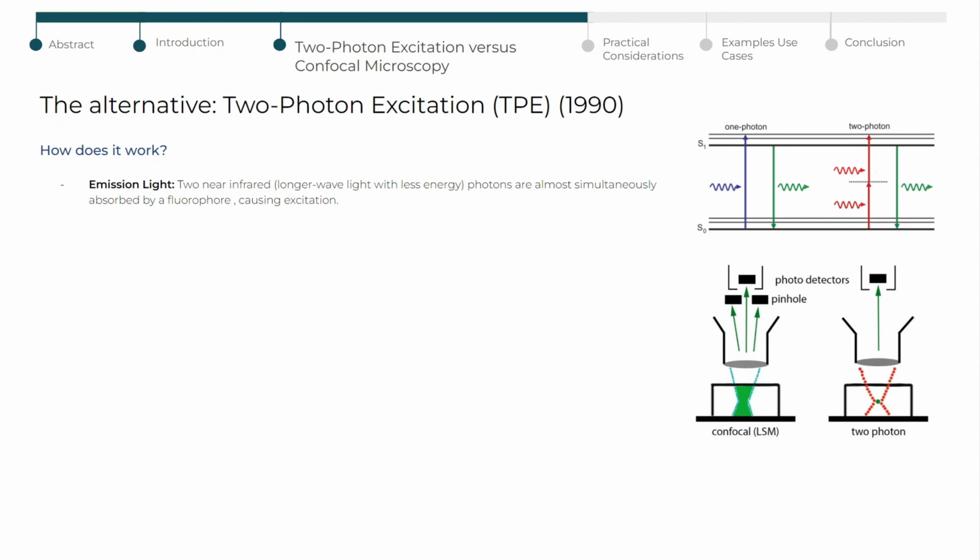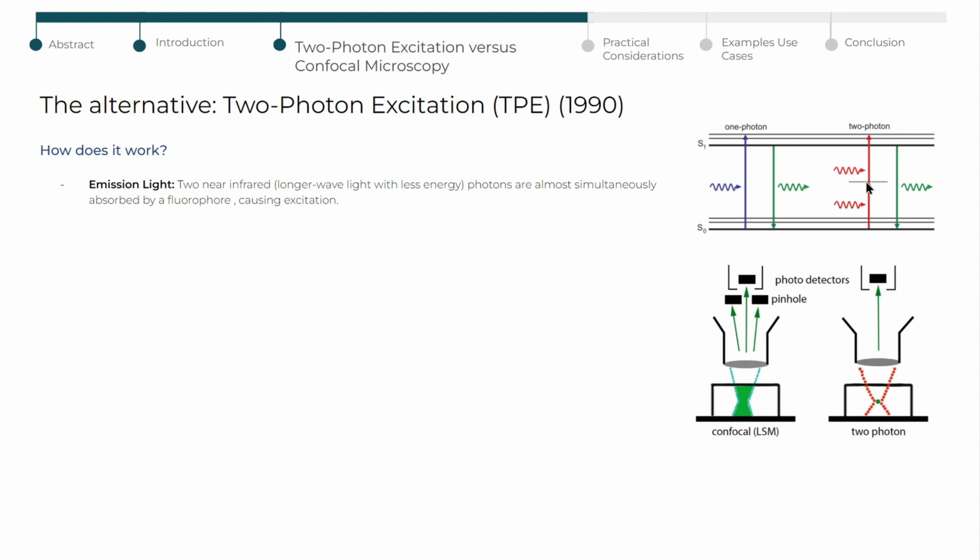First, as the name suggests, TPE uses two near-infrared photons which have longer wavelengths, which means lower frequencies, which in turn means less energy. These two photons are absorbed almost simultaneously by a fluorophore, causing it to become excited as we see in the top right image. So as we've seen in the introduction, S0 is the ground state and S1 is the excited state. But now for TPE we have a new intermediate state that these dotted lines refer to.